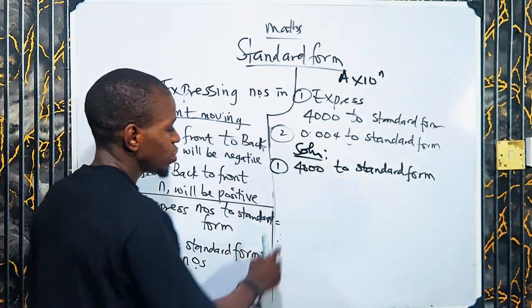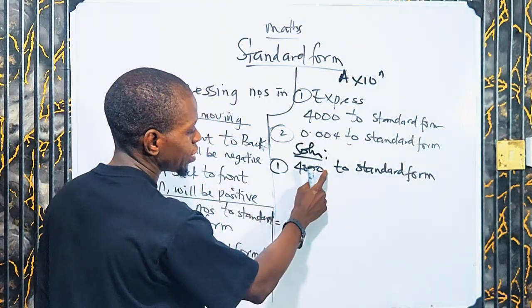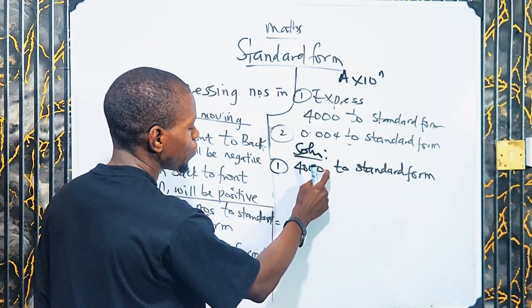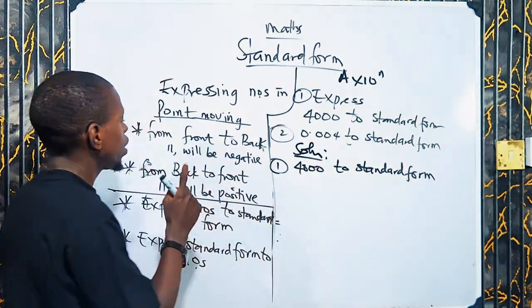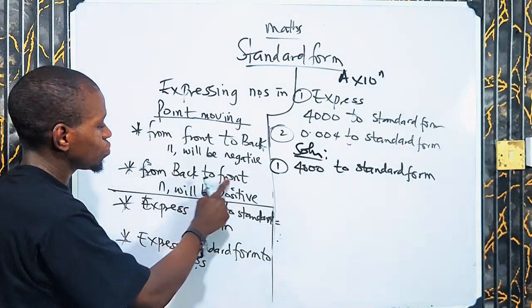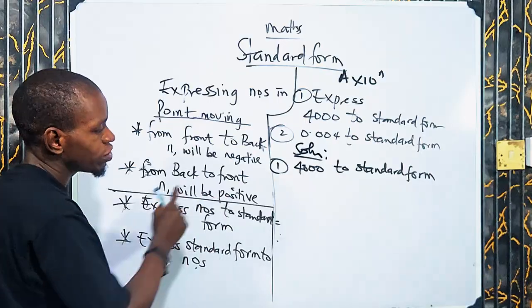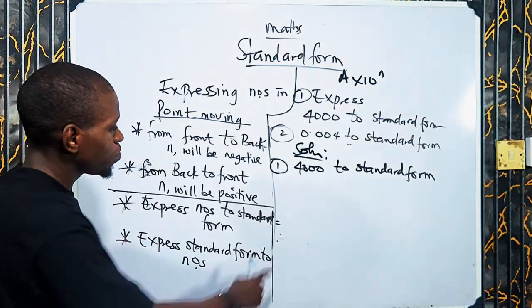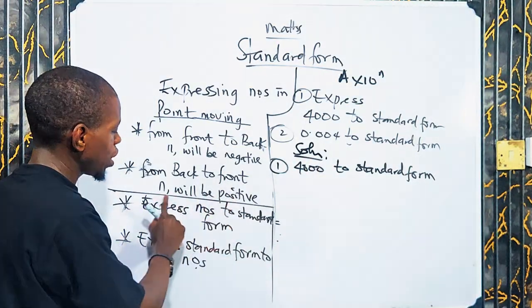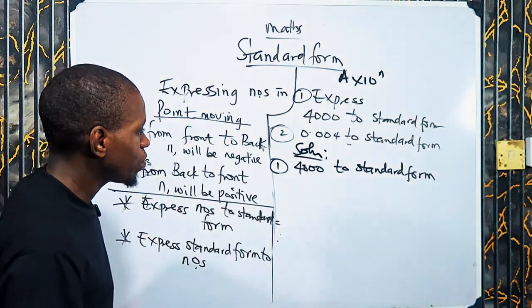So for that reason, where is my point? My point is behind, at the back. I need to move my point from back to front. And what did I say now? From back to front, in standard form, your n will be positive. Take note of that. From back to front, your n will be positive. Now let me show you what I mean.